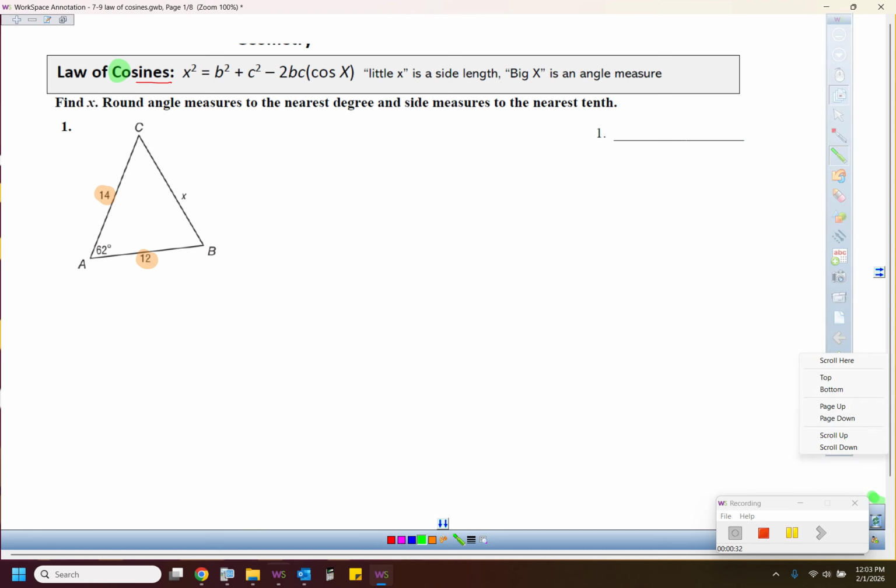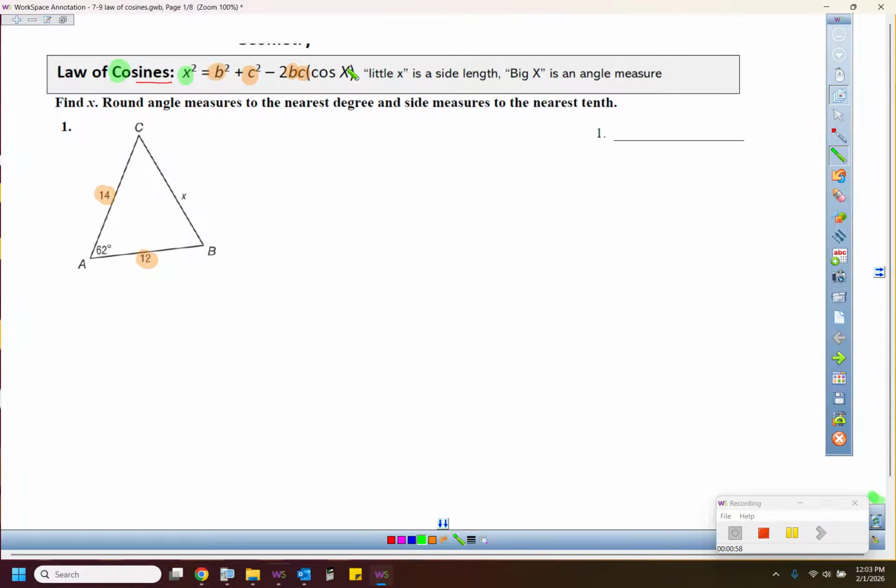Like this law of cosines formula, I kind of made it up. Like the B and the C are definitely in your formula that you would read in any math textbook, but they won't have this little x and big X. What are the B and the C? They're the two sides that you know, right? They're the sides that they gave you, but I changed these other letters to X's because in math, most students are pretty comfortable solving for X.